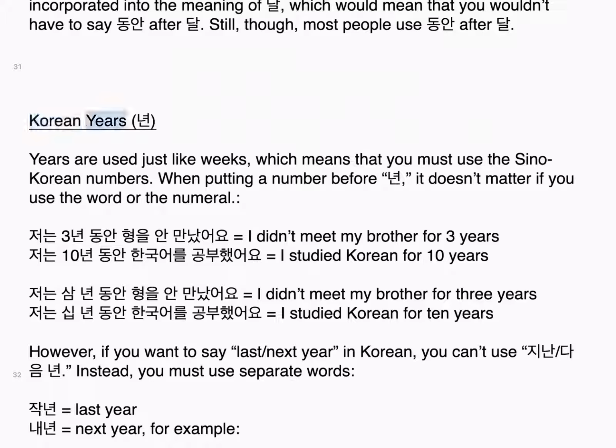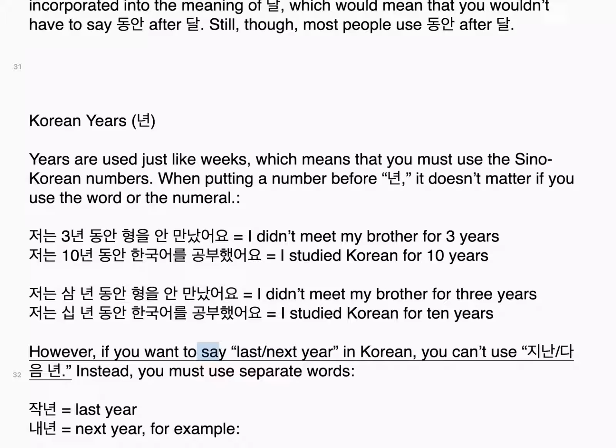Korean years: 년. Years are used just like weeks, which means that you must use the Sino-Korean numbers when putting a number before 년. It doesn't matter if you use the word or the numeral. 저는 3년 동안 형을 안 만났어요. I didn't meet my brother for 3 years. 저는 10년 동안 한국어를 공부했어요. I studied Korean for 10 years.